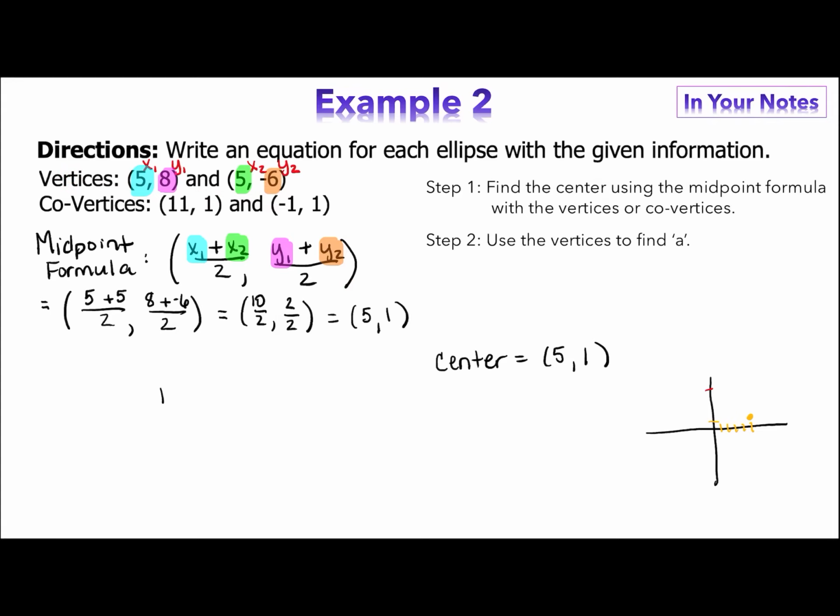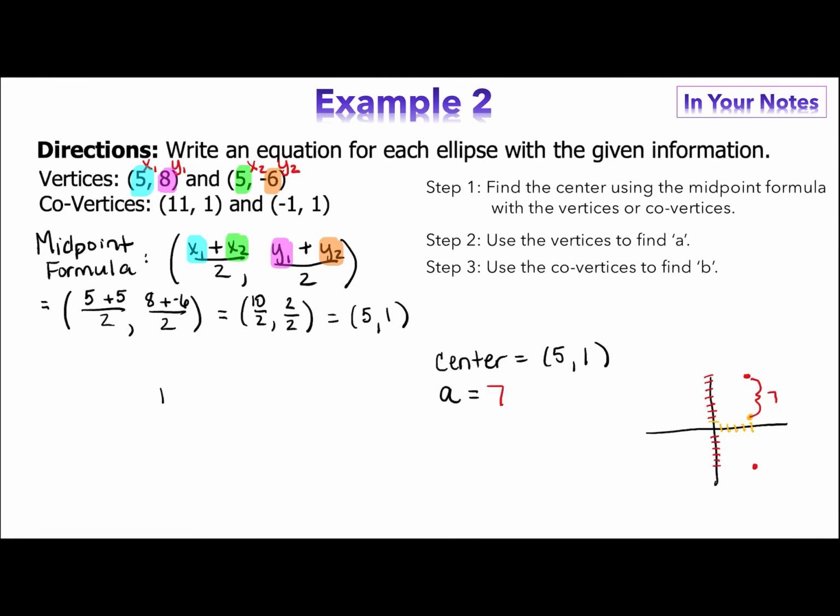Now I'm going to plot my vertices. So my vertices are 5, 8, and 5, -6. So I went right 5 from 0. I went right 5, up 8, and then right 5, down 6. And now I need to count the distance from the center to one of the vertices. When I counted that, I got 7. That means that A is 7.